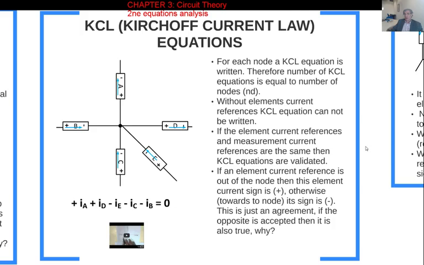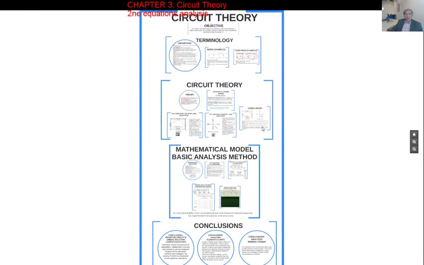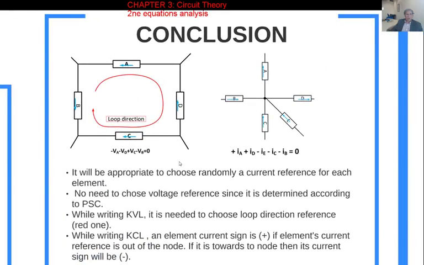Let's come to one more thing. Conclusion: what was said about the circuit theory. Let me read them.